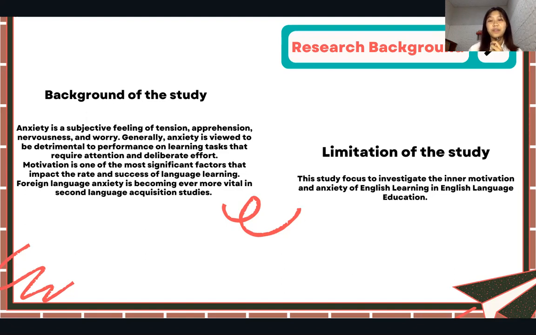Foreign language anxiety is becoming even more vital in second language education studies. As previously stated, both motivation and anxiety play an important role in English learning outcomes. Moreover, they are strongly associated in second and foreign language education. Furthermore, motivation and anxiety may impact the results at different levels of foreign language learners. As a result, it is critical to investigate the link between motivation and anxiety in terms of students' English learning achievement. Much research has been conducted on motivation and English among English learners in the field of school education, such as high school and also college.